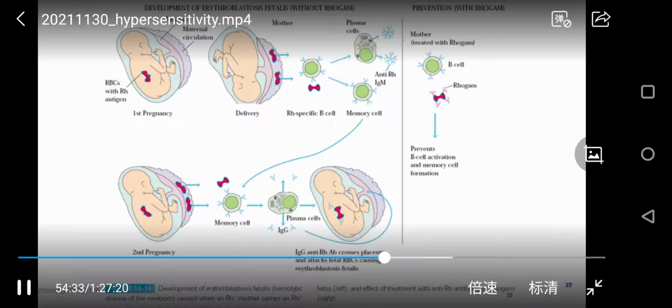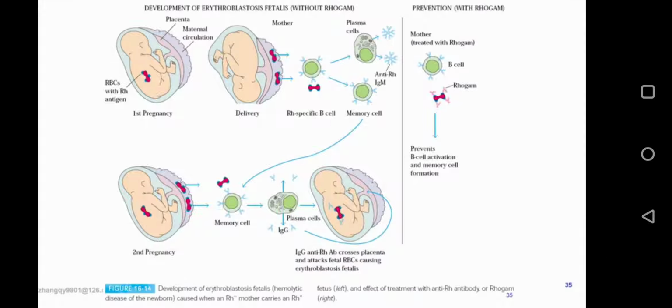Okay? So for this disease, there are some conditions. The first, the mother is negative. Right? If the mother is positive, no danger. The mother is negative, then the first baby is positive. The second baby is positive again. Is it clear? And the mediator is what? IgG. Only IgG is produced. So how do we block this reaction? How do we treat it?